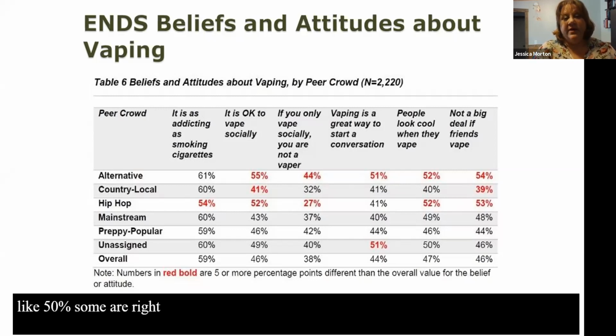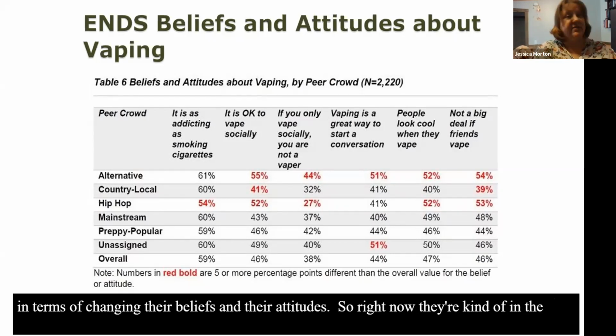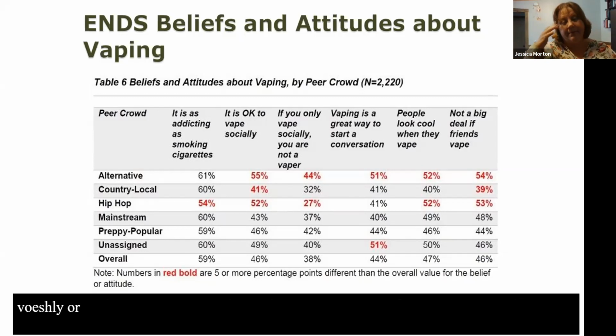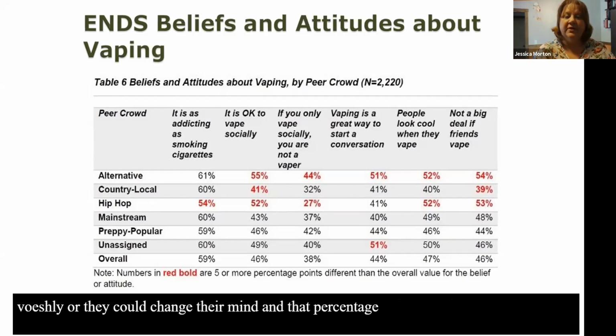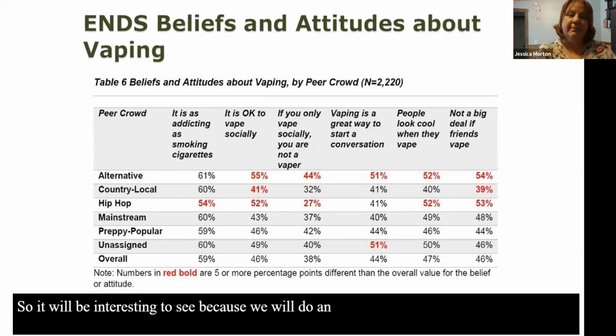But it would have been great to see those numbers drop down after we do some messaging in terms of changing their beliefs and their attitudes. Right now, they're kind of in the middle and they could go either way. They could start believing that vaping is okay to do socially, or they could change their mind and that percentage could go down. So it'll be interesting to see, because we will do a post-evaluation of our media campaign that we start. Next slide, please.